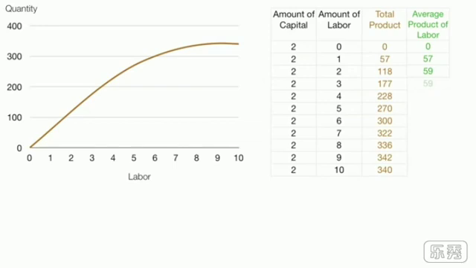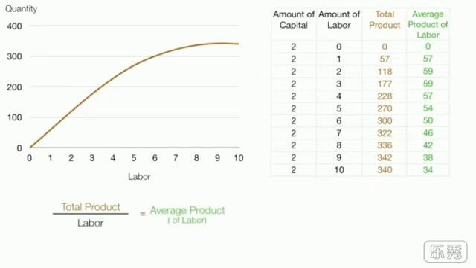It turns out 177 divided by 3 is 59 as well. 228 divided by 4 is 57. And let me just fill in the rest of these numbers for you. Hopefully you're getting the hang of it. And 340 divided by 10 is 34. Total product divided by labor is equal to average product of labor.